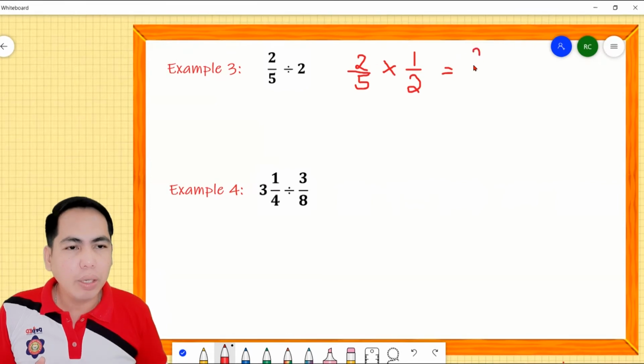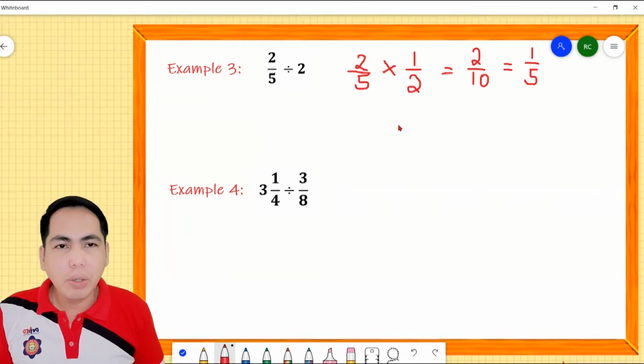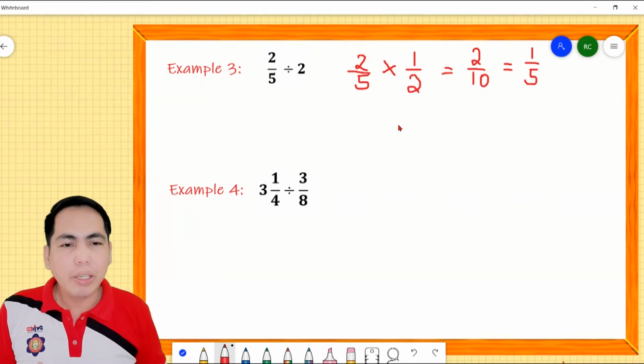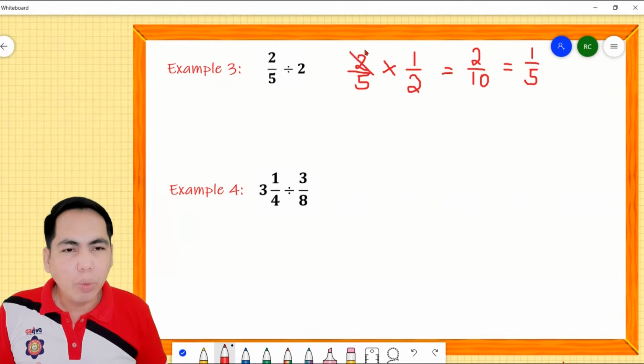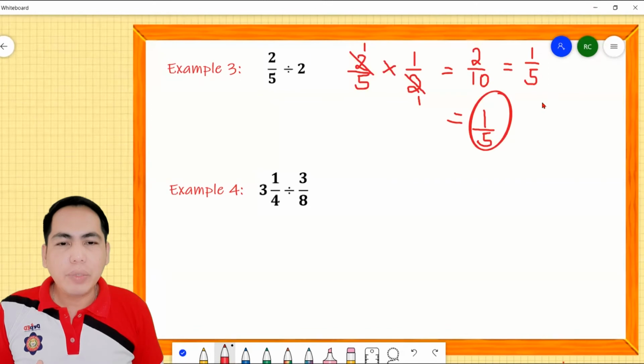2 times 1 will give us 2, and then 5 times 2 will give us 10. That is equivalent to 1/5 in lowest term. Or we can also reduce first the fractions before we will multiply. So in this case, we can reduce 2 and 2. Both of these numbers can be divided by 2. So 2 divided by 2, 1. 2 divided by 2 will also give us 1. So 1 times 1 will give us 1. 5 times 1 will give us 5. That's why 2/5 divided by 2 will give us 1/5.